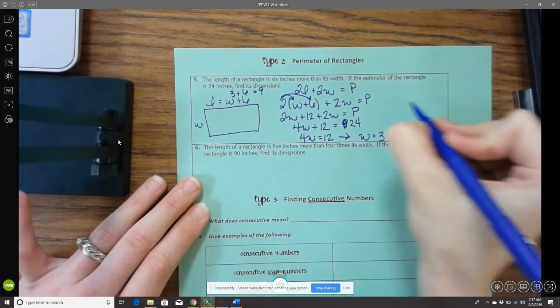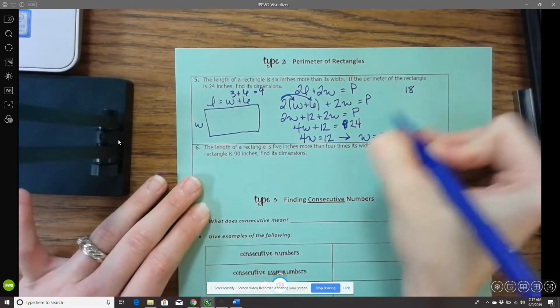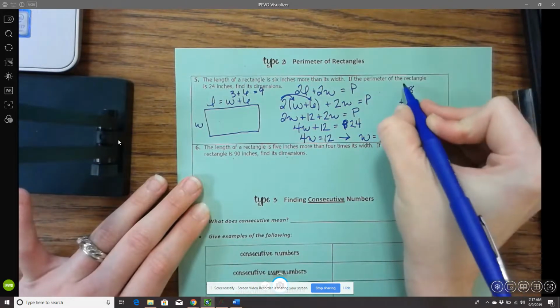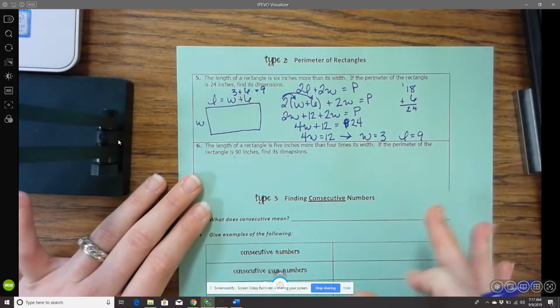So again, you can check your work. 9 and 9 is 18. 3 and 3 is 6. And that would give me a perimeter of 24.